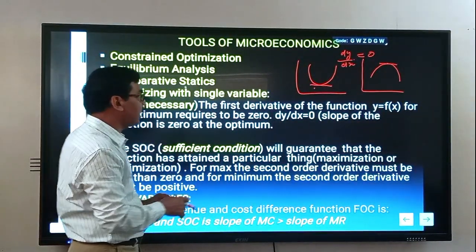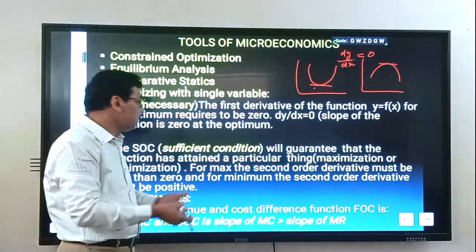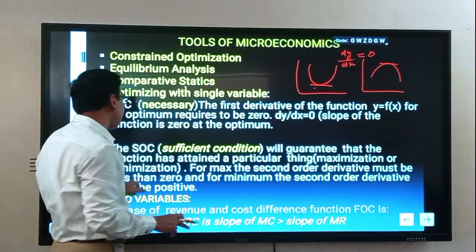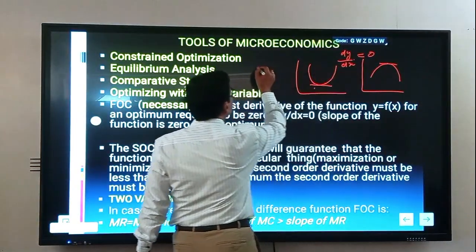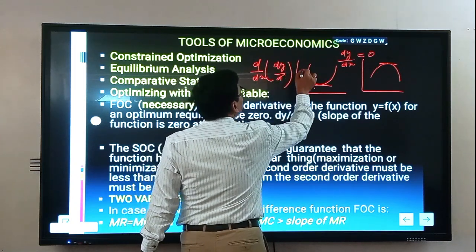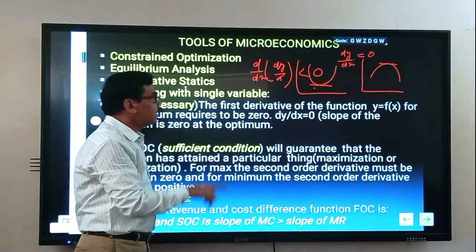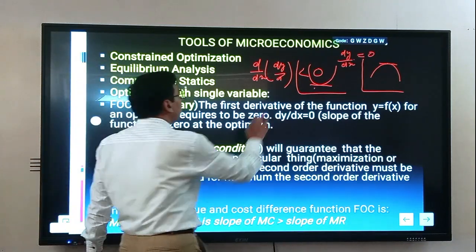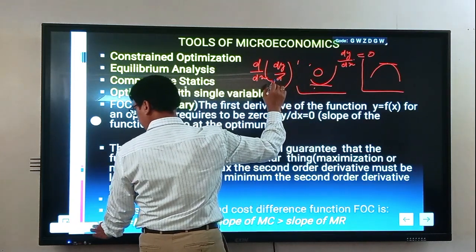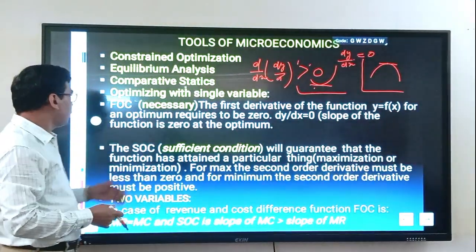The second order condition will guarantee whether the function is attaining a minimum value or a maximum value. For a maximum, the second order derivative must be less than 0. That means if you take the derivative d by dx of dy by dx, this must be less than 0. And for a minimum, the second order derivative should be greater than 0. This way we use the first order condition for a single variable.